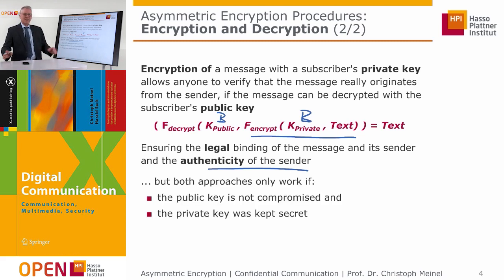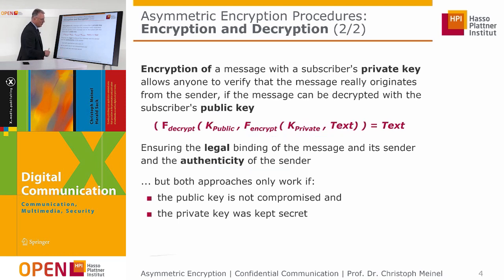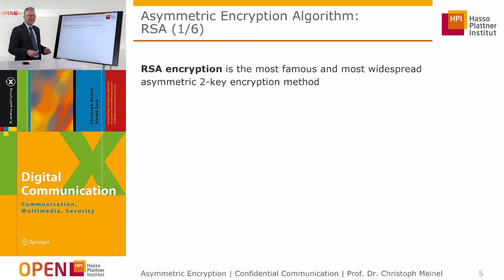But both approaches only work if the public key is not compromised. It must be really clear that this is the public key of Alice, or the public key of Bob. And second, that the private key was kept secret. So these are the basic ideas of asymmetric encryption.